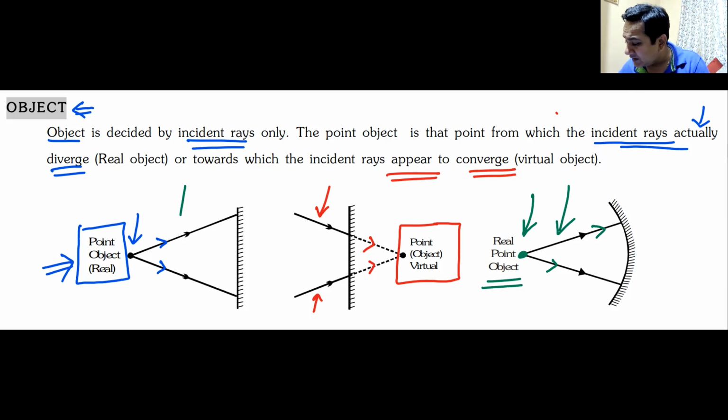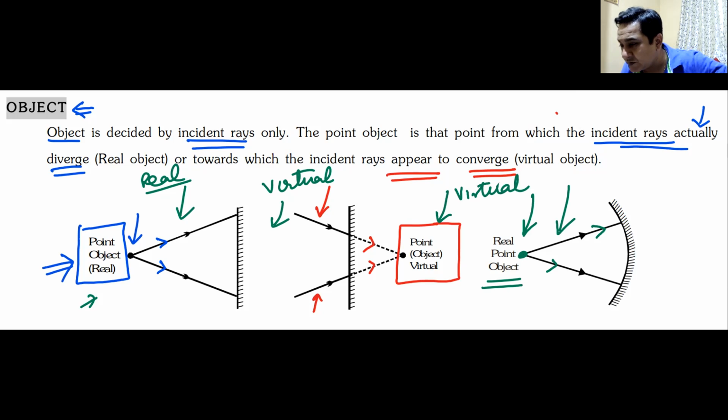As you can see, this is the real world and this is the virtual world in terms of mirrors. Yes or no? So if an object exists in the real world, it is a real object. You can see the red object is in the virtual world, and that is why it is a virtual object. So this is another way of understanding whether an object is real or not.